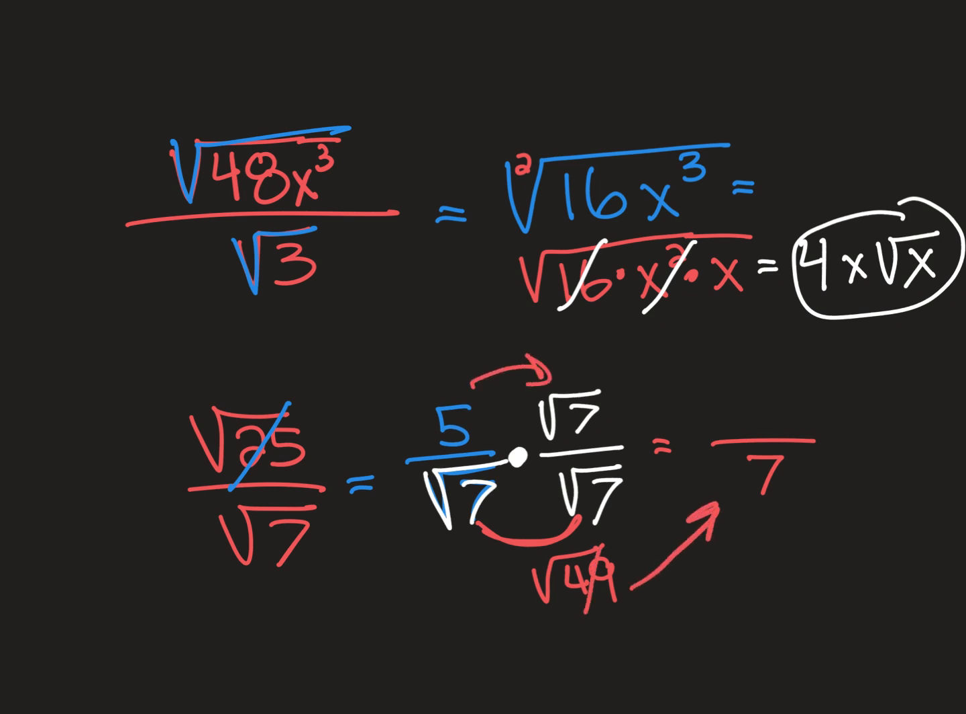At the top, we're just multiplying straight across, just like fractions. Top times the top, bottom times the bottom. I get 5 square root of 7, and there's nothing else you can do here to make this any smaller.